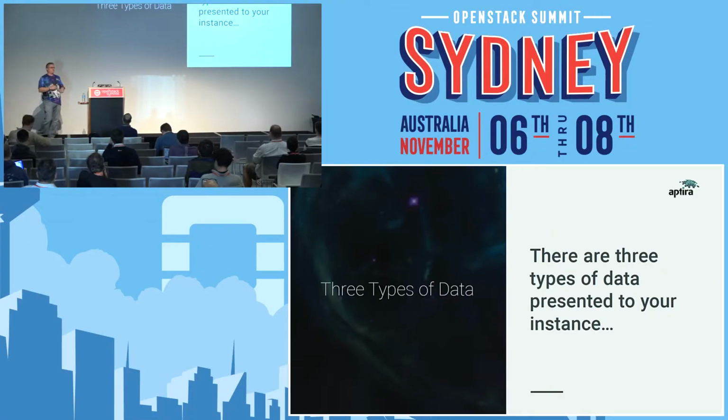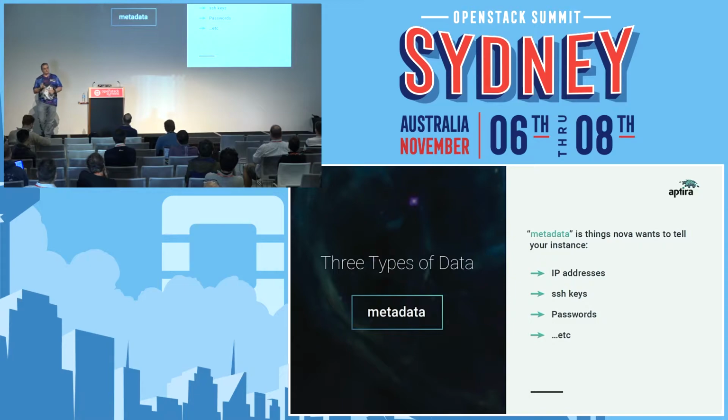Now, config drive and Metadata Server support 3 types of metadata, which is kind of the meat of this talk. So the 3 types are metadata, which is data that Nova wants to tell your instance. So it's IP address, the SSH keys that you provided in a key pair, passwords, that sort of thing. So really simple configuration information in order to be able to bring the instance up.